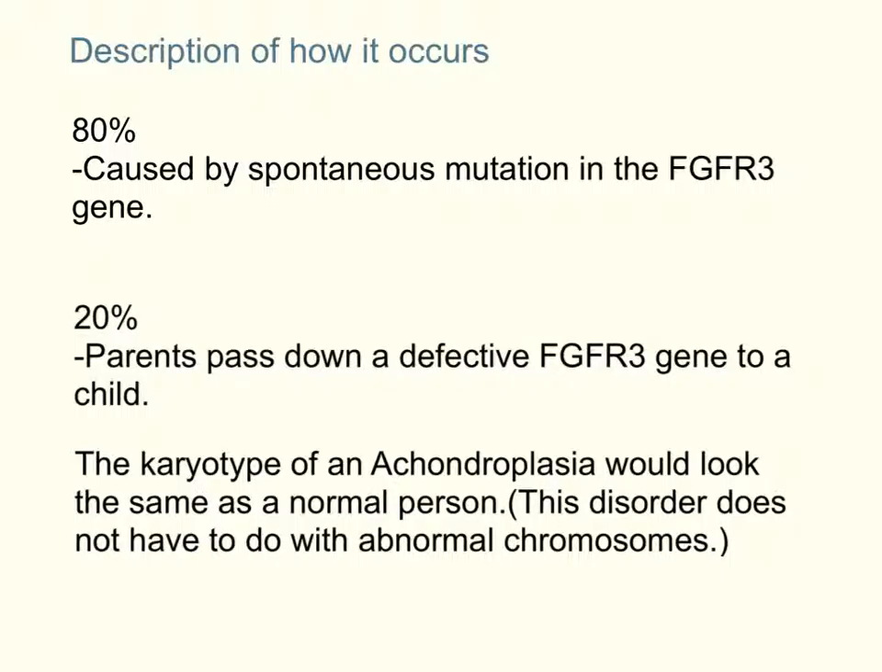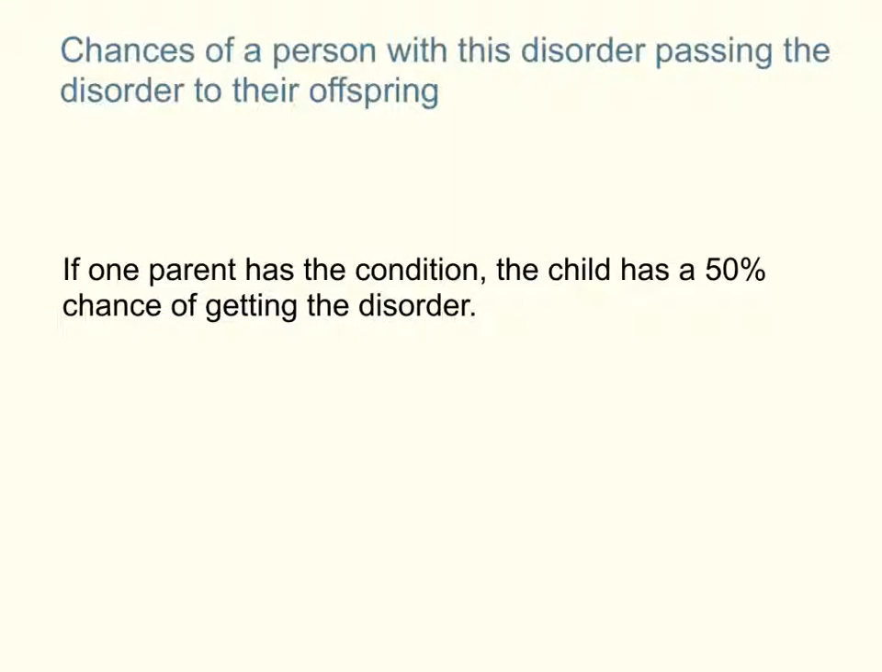The karyotype of a person with achondroplasia would look the same as a normal person, because this disorder does not have to do with abnormal chromosomes. Chances of a person with this disorder passing the disorder to their offspring: if one parent has the condition, the child has a 50% chance of getting the disorder.